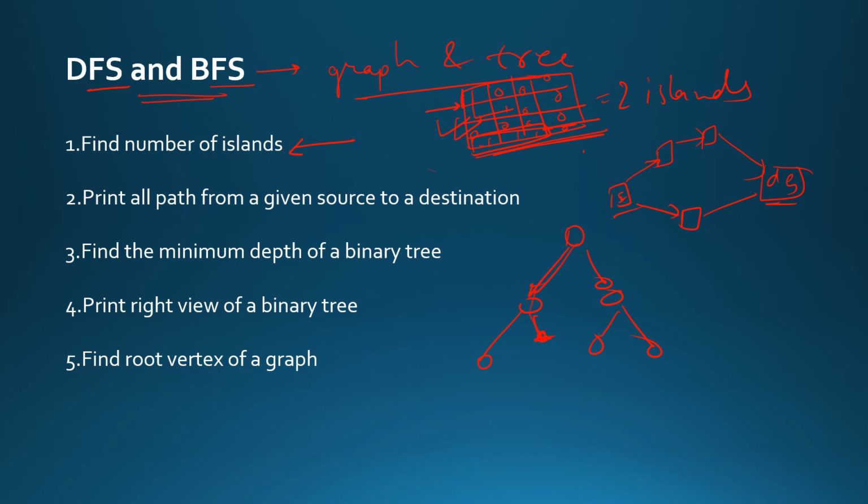This is the root node, right? This is a leaf node. This is the root node and this is the leaf node, and this is the path, and the depth is 1 plus 1, 2. Print right view of the binary tree. So again, right view is like this. Print root vertex in a graph. We are given a graph, we find the vertex which is connected to all the nodes in that graph. So this is DFS and BFS. So it is also most used in coding questions, right?